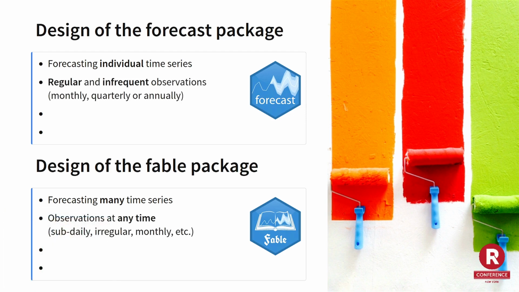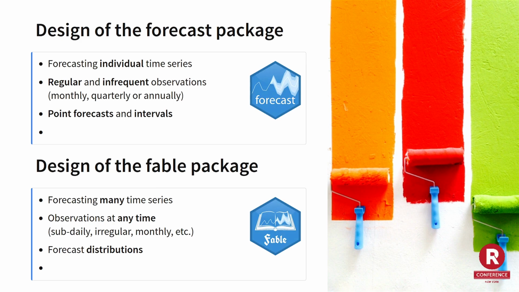So the forecast package focuses on single, regular, and infrequent observations, whereas Fable can work with any time observation. When producing some forecasts, it's interesting to see the nature of the forecast that you produce. The forecast package initially focused on just making a point prediction. What exactly did we expect to happen next into the future? And then shortly after, it added intervals, indicating some sort of uncertainty.